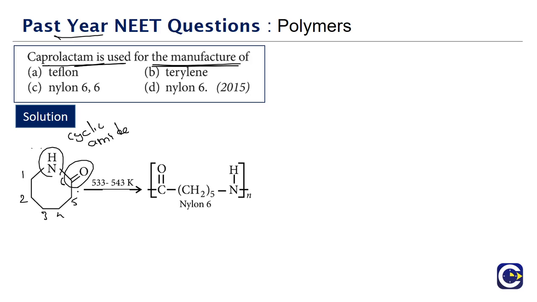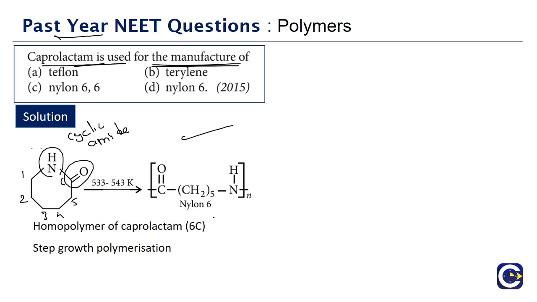When caprolactam is heated, it undergoes polymerization, which we also take as an example of step growth polymerization. Because it is a single monomer, we call it a homopolymer. It's a homopolymer of caprolactam, that is nylon 6. The reason we don't have two numbers here is because the monomer has only 6 carbons. This is a polymer formed from one monomer, that's why we call it a homopolymer.